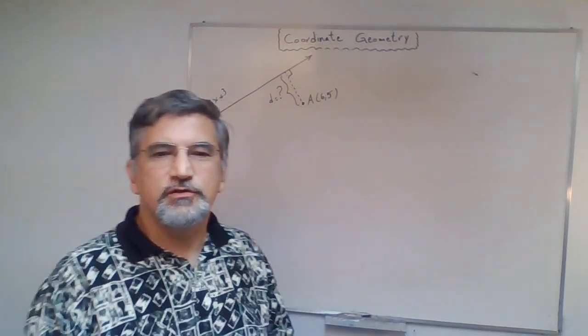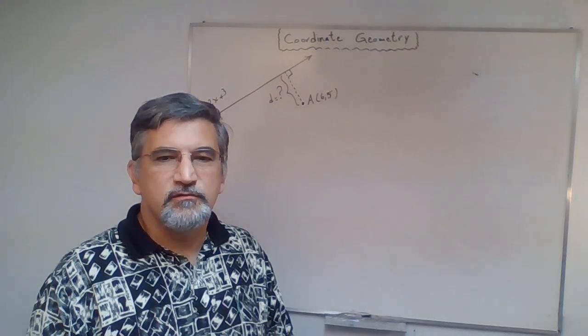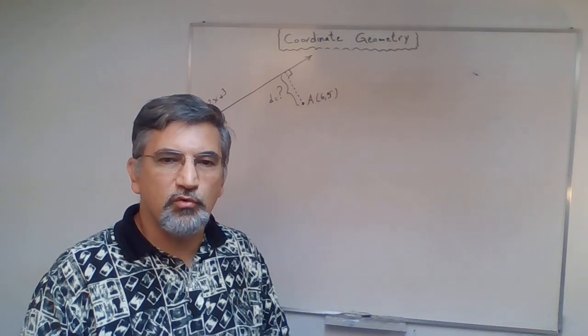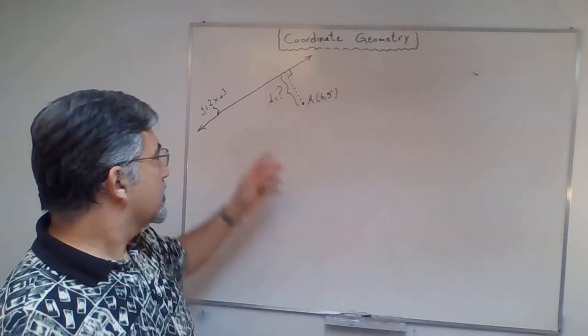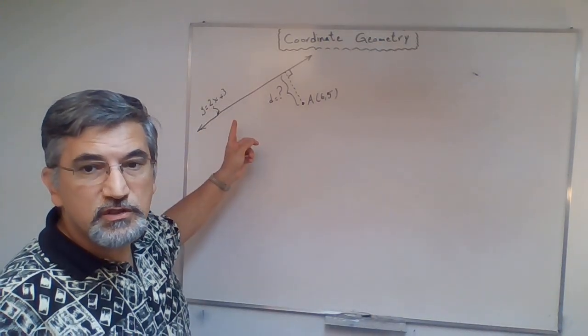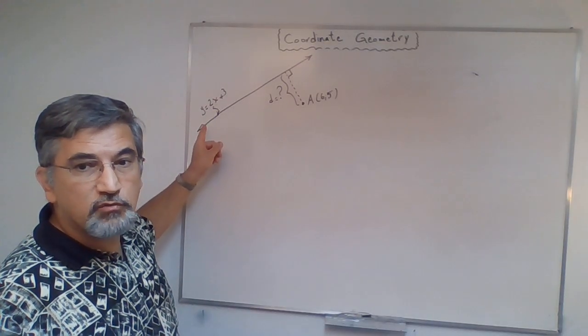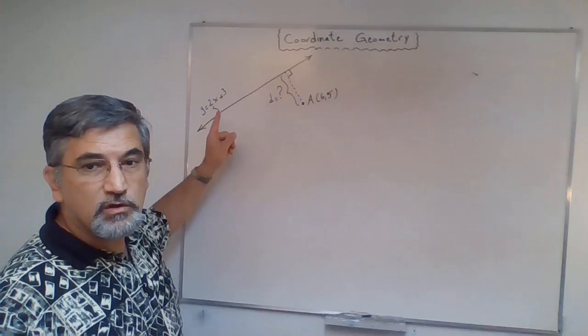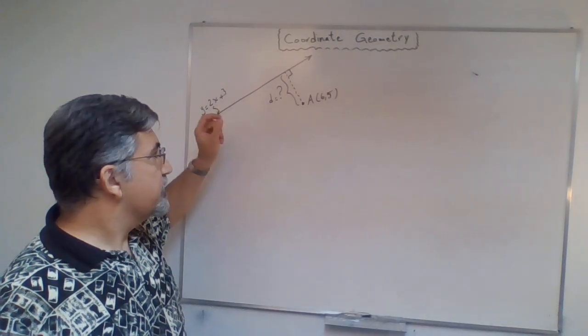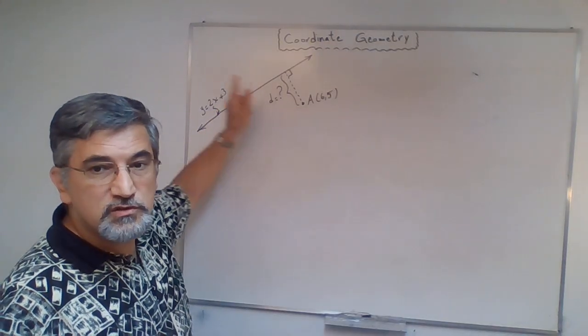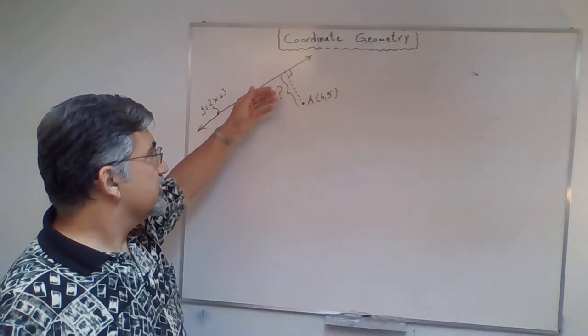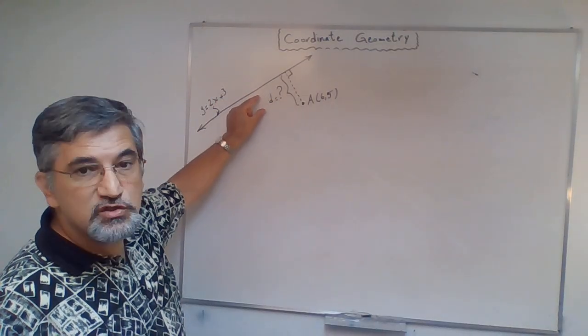Hello everyone. In this lecture, we want to find out the distance between a point and a given line. So we have a line here whose equation is y equals 2x plus 3. It is very clear what the slope is, that is 2, what the y-intercept is, that is 3. And we have a point which is not on this line, obviously. It is at a distance of d units from the line.